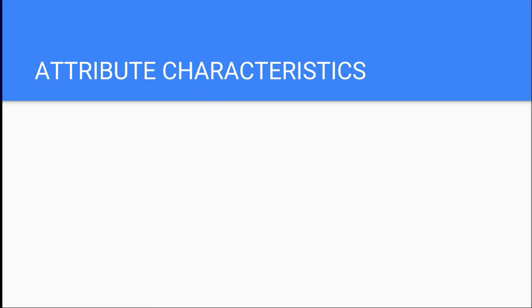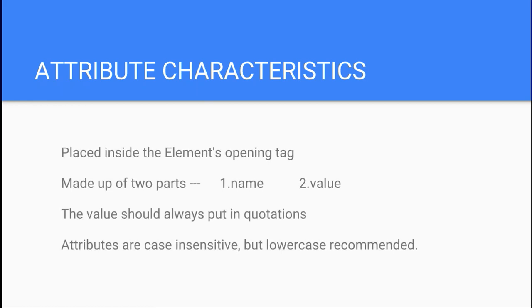And what are the attribute characteristics? The first characteristic of an HTML attribute is that it is placed inside the element's opening tag. We already saw this in an example. An attribute is made up of two parts: the first one is an attribute name, and the second one puts some value to that name. And a value should always be put in quotations. So you should use double quotes to give that value. If not, that's an invalid value. The browser will never understand.